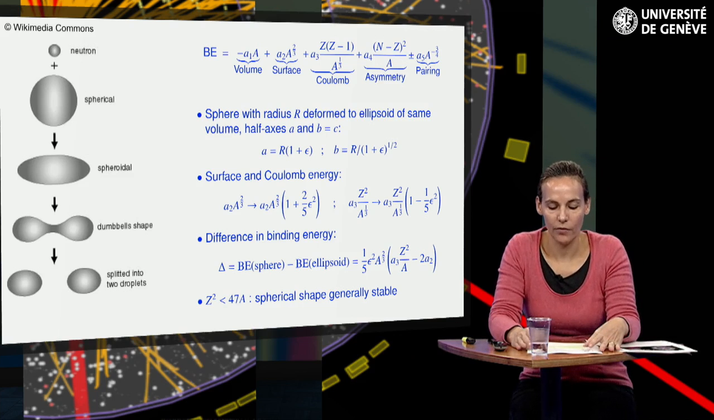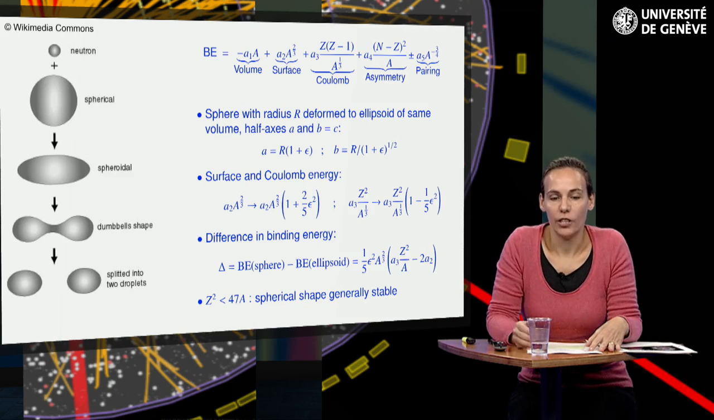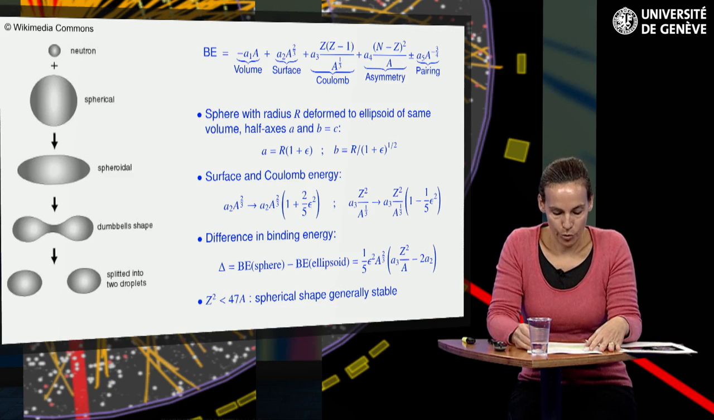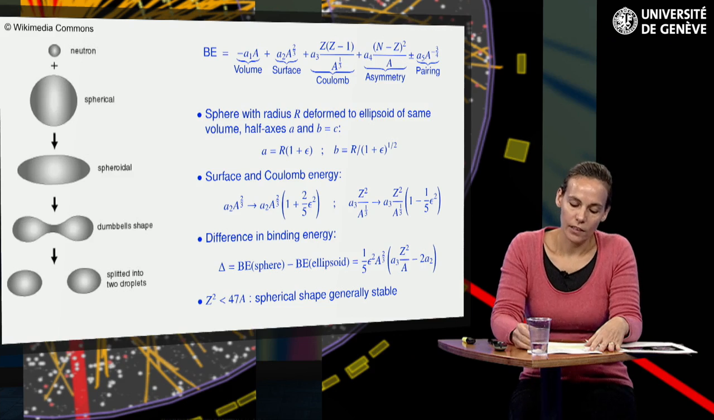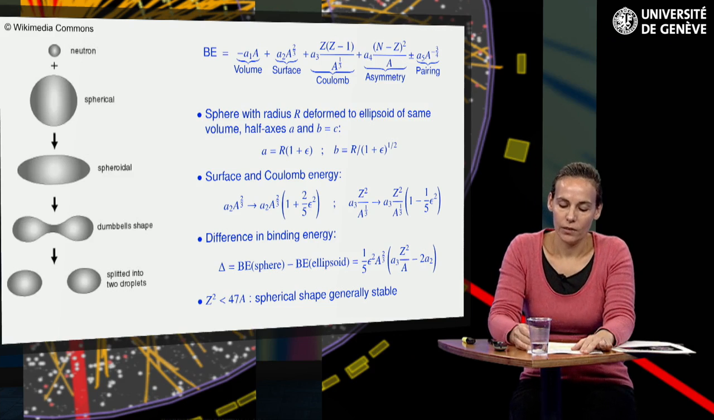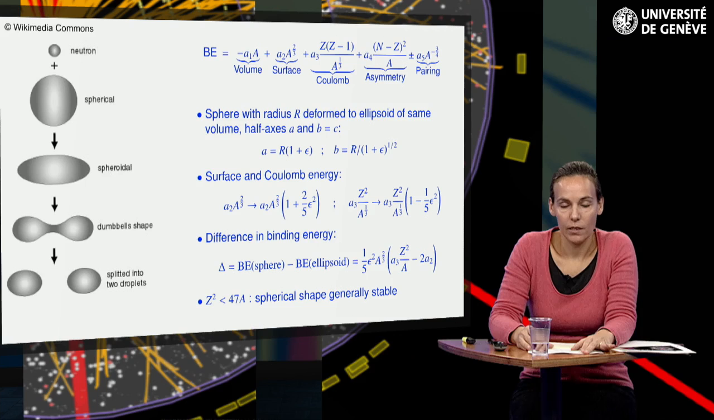Putting in the typical values for the coefficients A2 and A3, one obtains stability if the ratio between Z square and A is less than 47. There are small quantum corrections to this classical approach, which, however, do not change the conclusion. We expect, on the contrary, that nuclei with Z square greater than 47A are highly unstable against a small perturbation and can then be easily induced to fission.